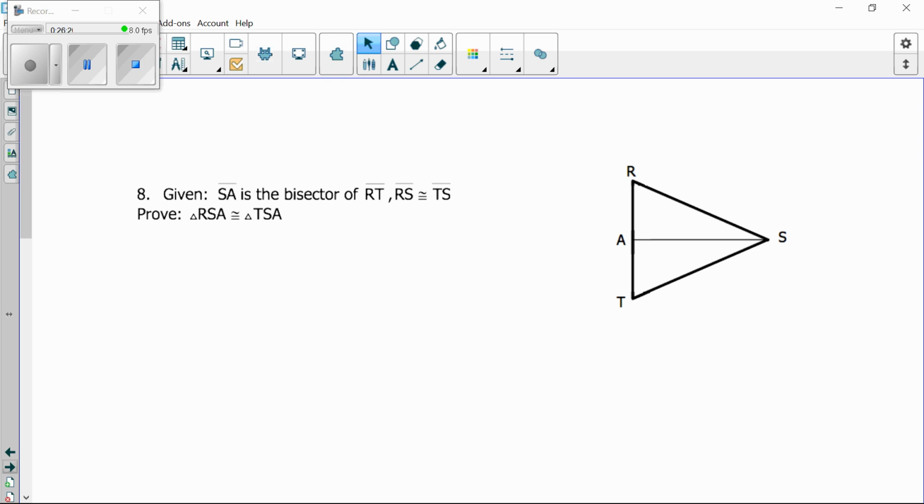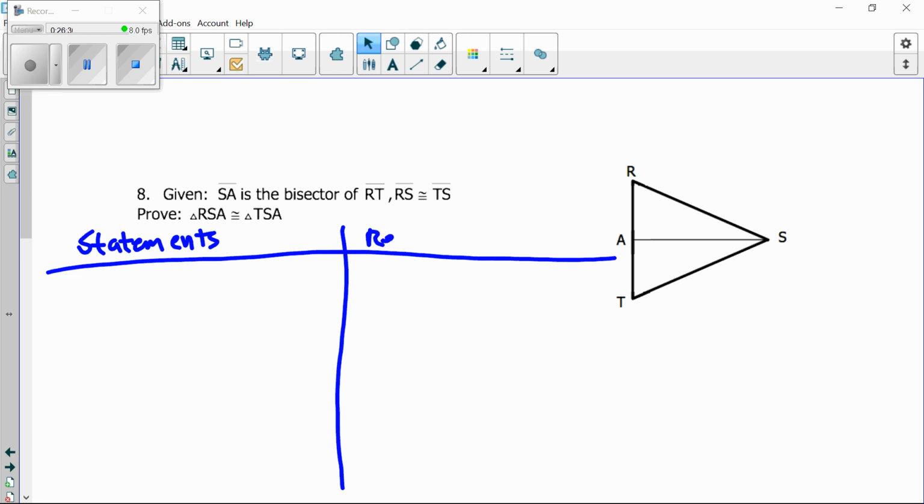So, we have SA is the bisector of RT. So, statements, reasons. 1. SA is the bisector of RT. That's a given. That does not give me two congruent pieces, so I cannot move on from it.